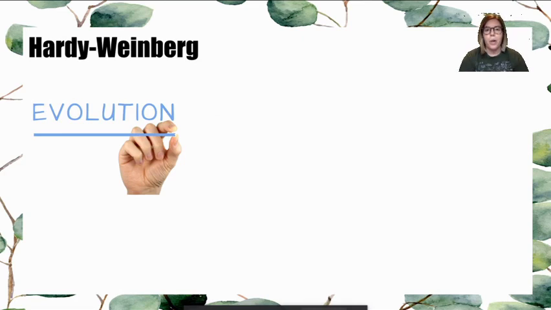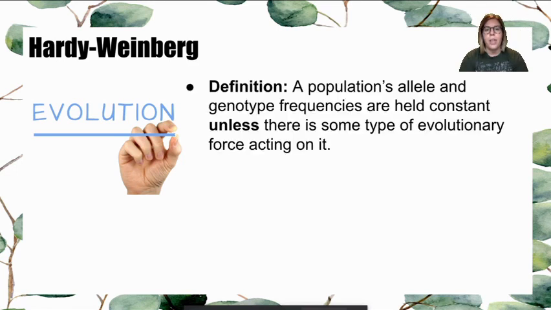So today we're going to talk about Hardy-Weinberg equilibrium. This was in your first reading for a little bit, and a really good definition for that would just be a population's allele and genotype frequencies remaining constant unless there's some type of evolutionary force acting upon it.